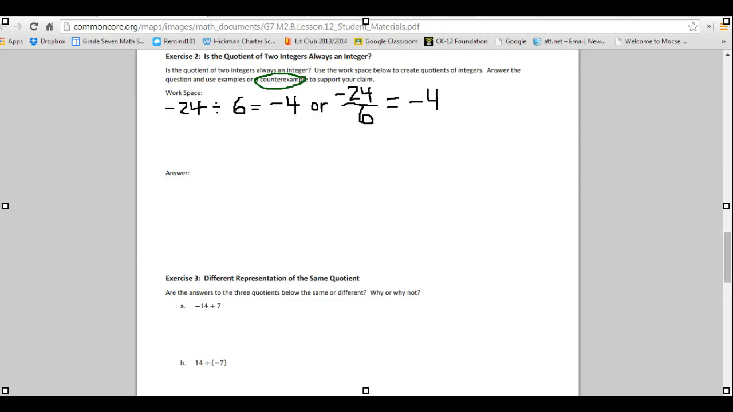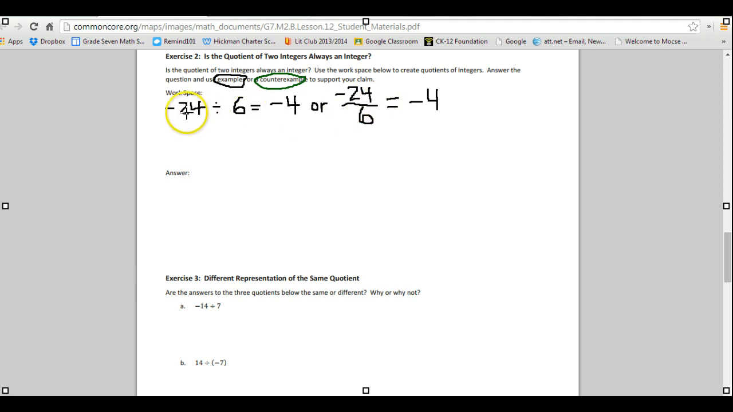So the first one I have here in black is actually an example of when the quotient of two integers is an integer. Okay, and that's this one right here. Negative 24 divided by 6 equals negative 4. So the quotient of these two integers, negative 24 and 6, is negative 4, which is an integer. Now, another way to write this, and this is probably going to be key to you understanding the answer to this question, you could write it as a fraction. And now, this fraction is no longer an integer, as you can see.